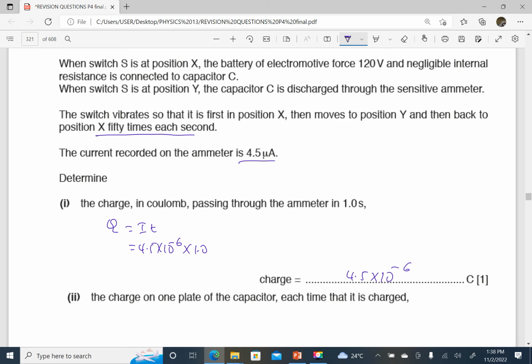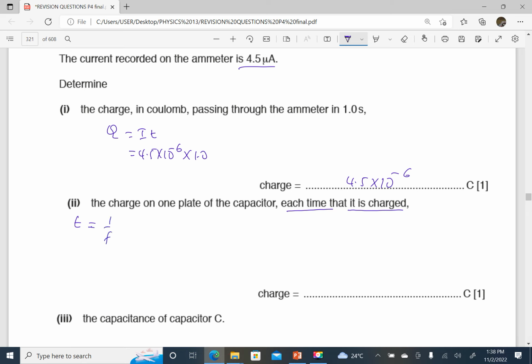Then determine the charge on one plate of the capacitor each time that it is charged. So first of all, we need the time for charging. Time is going to be equal to 1 over frequency, that is the period for charging. It's 1 over the frequency, which is 1 over 50. So the time for charging is 0.02 seconds. And remember, the charge passing each second is that.